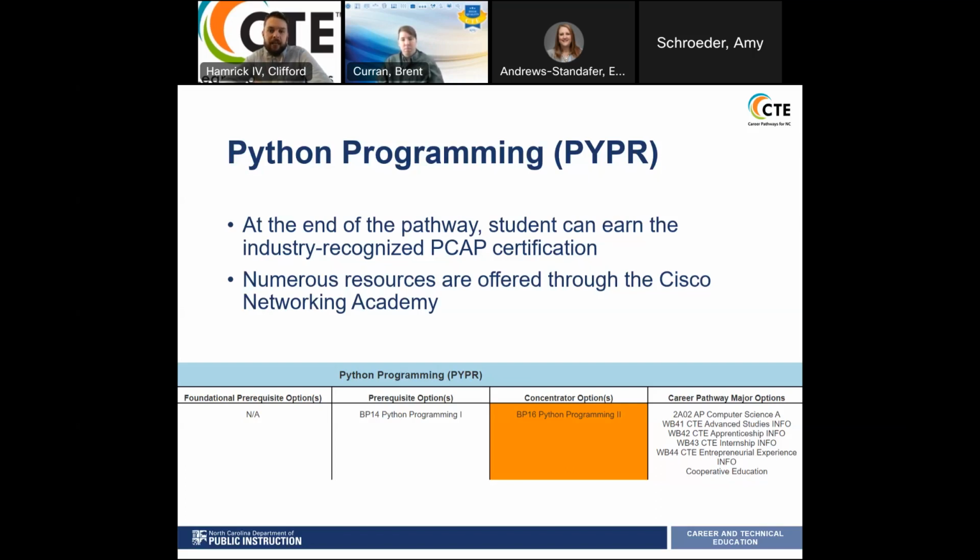And at the end of the pathway, students have the opportunity to earn the industry recognized PCAP Python certification, which shows they have a mastery of the Python language, and it is an incredibly beneficial certification for students to have to put on a resume as they leave, whether they go straight into the workforce or go on to explore post-secondary opportunities, because it shows that they have really gotten an understanding of that Python programming language.